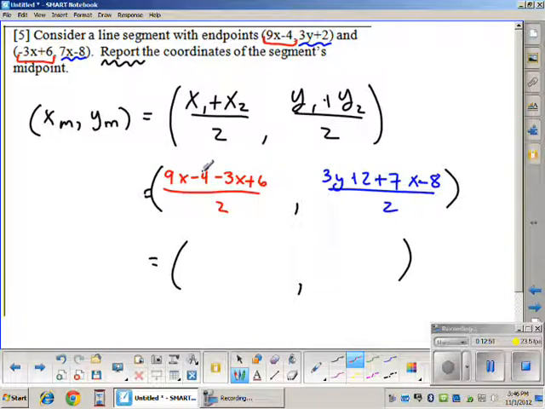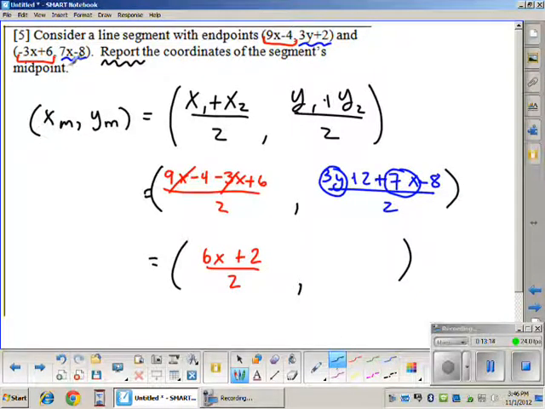Negative 4 plus 6 should give me a plus 2, and that's still divided by 2. On the y side, I have 3y's plus 7x's. Oh, and what? That should be a y. So if you're looking at this problem, I do apologize. That should be a y. That's a pure typo on my part. So I have 3y's plus 7y's. That's going to give me 10y's.